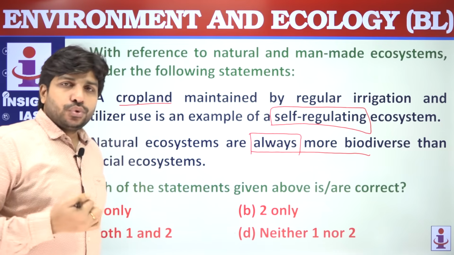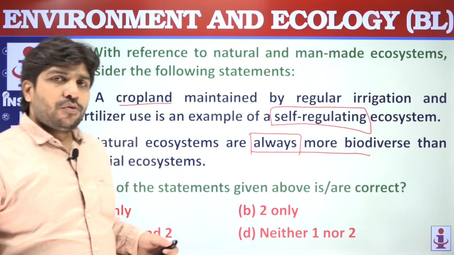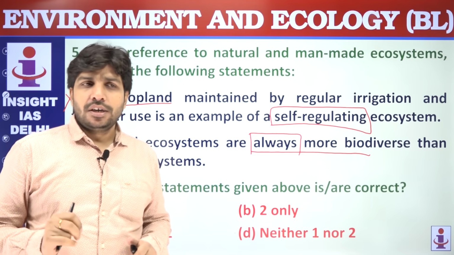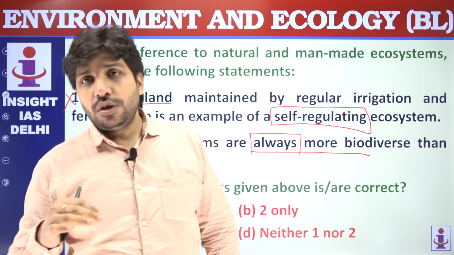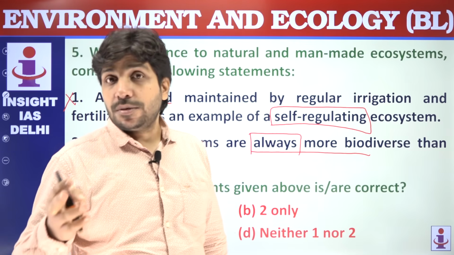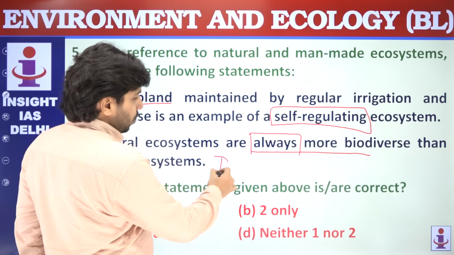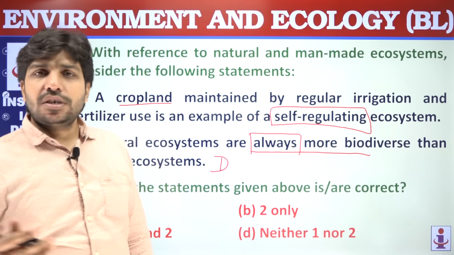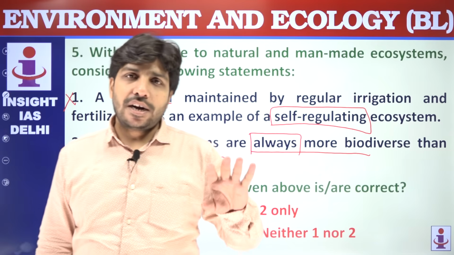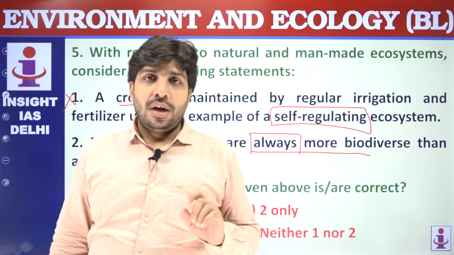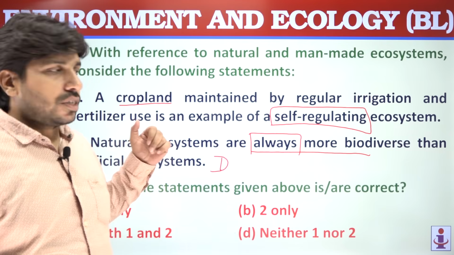It may appear to you that this statement is correct, that natural ecosystems are always more biodiverse, but this is not correct. There are several ecosystems where natural ecosystems are not as biodiverse as man-made ones. For example, consider a desert and a botanical garden. A desert is a natural ecosystem, a botanical garden is a man-made ecosystem. But a botanical garden has more biodiversity than a desert ecosystem.